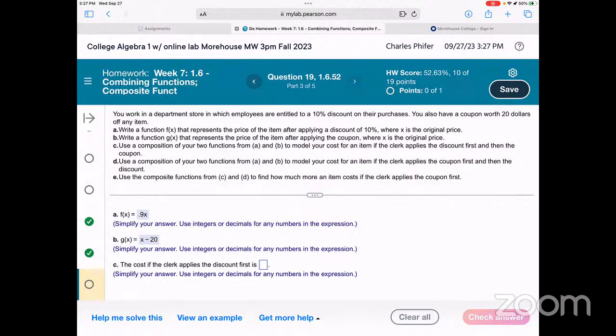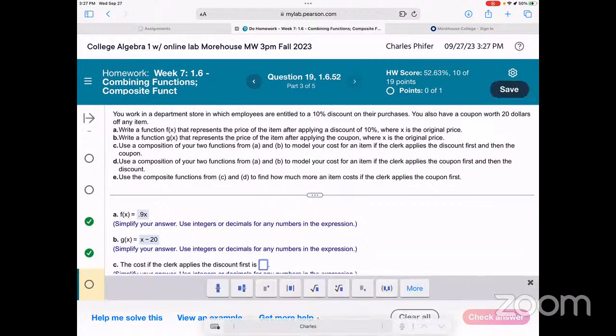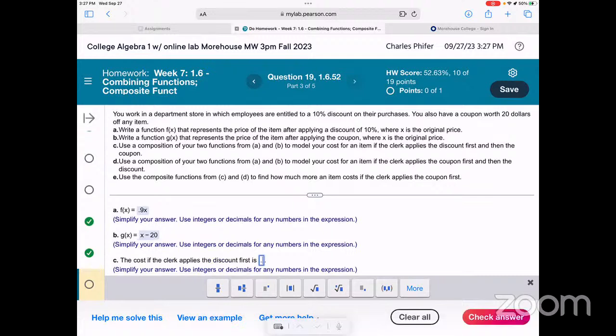Use the composition of your two functions from A and B to model your cost function for an item if the clerk applies the discount first and then uses a coupon. So the discount first is A, that's our inside function. So we need to put A into B, because we want to do the discount first and then apply the coupon. This is basically g composed f. So it's going to be 0.9x minus 20.